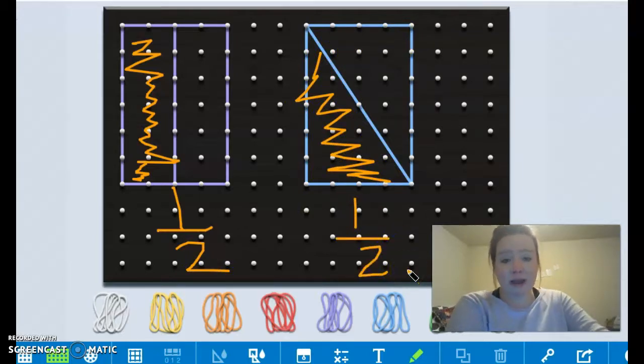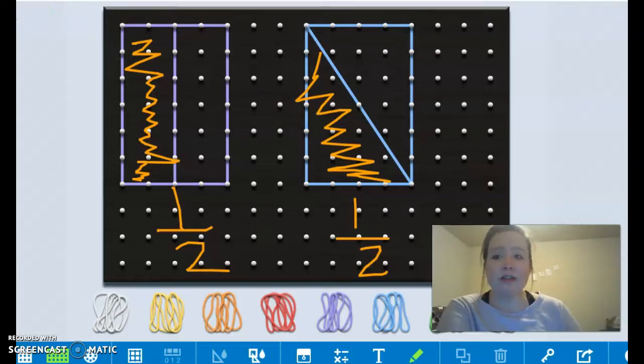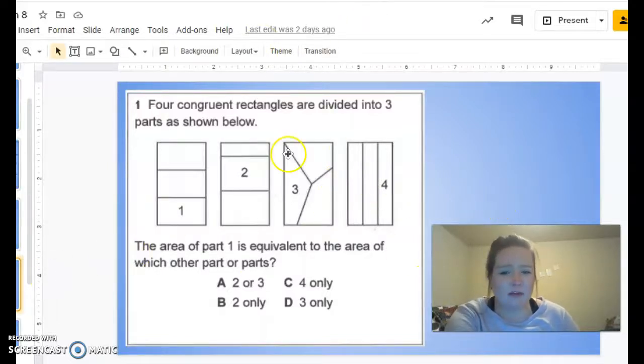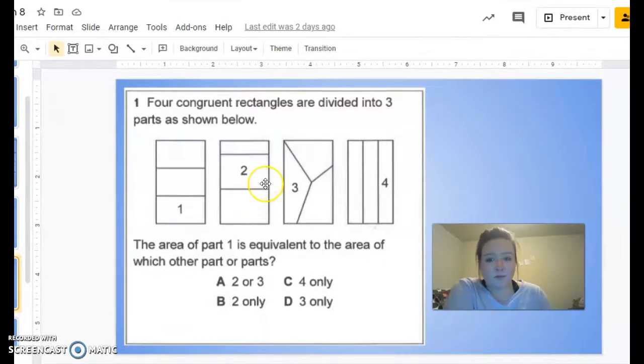Now you guys are going to make a couple of these and you're going to take a screenshot of them and upload them to your Google slide. And I'm going to give you directions on how to do that. But what I want to do is go over some questions. These are the type of questions that you're going to see when you're being tested over this specific skill. So these are what the questions are going to look like.